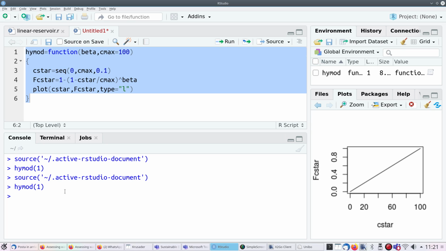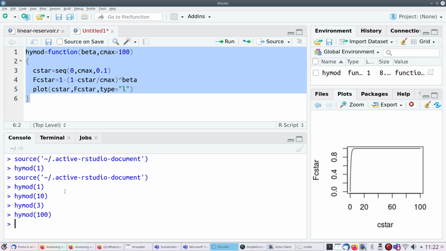So you see that C star is varying from 0 to 100. And then F C star is varying from 0 to 1. This is precisely what we wanted to obtain. But beta is equal to 1. What happens if beta increases? So let's put iMode 10. Okay, this is what happens if beta increases, which means that we get a curve with convexity which is looking downward. So it's a concave curve. Let's see iMode 3. Again, it's concave. So increasing beta is flattening the curve against the upper value of F C star.